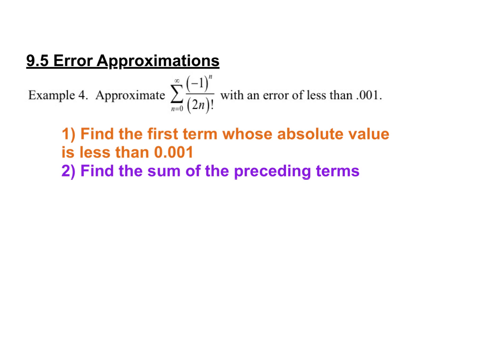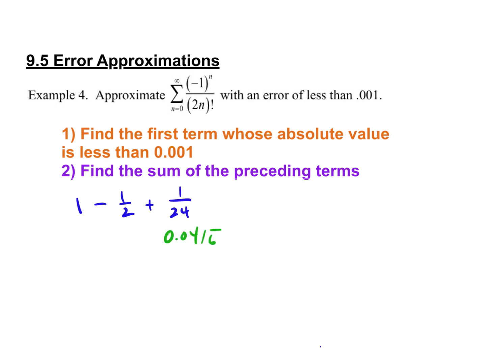So I would just start going, okay, what's the first term? We're going from 0 here. So what's the first term? 1. That's not less than 0.001. So I've got to find a second term. The second term is when n equals 1. So that means this is negative. This is 2 times 1. What is 2 factorial? 2. So it's minus a half. Still not less than 0.001. Now I've got to find the third term. So now I'm going to plug in n equals 2. That makes it positive. That makes this a 4. What's 4 factorial?